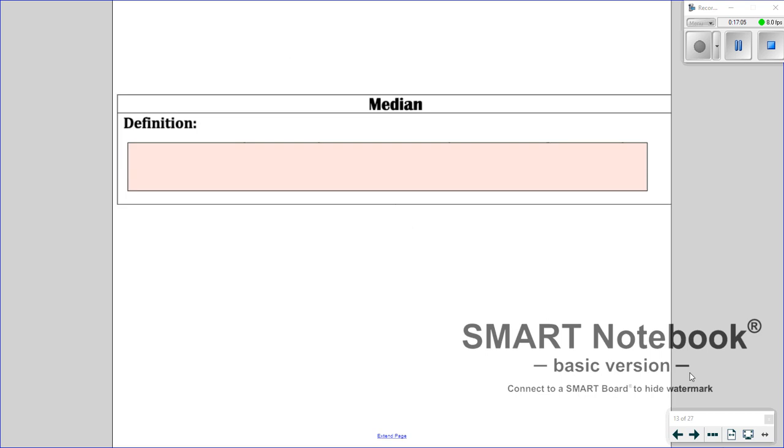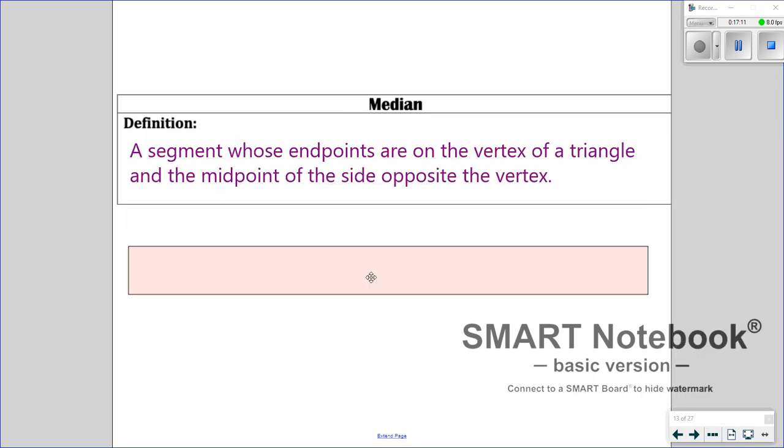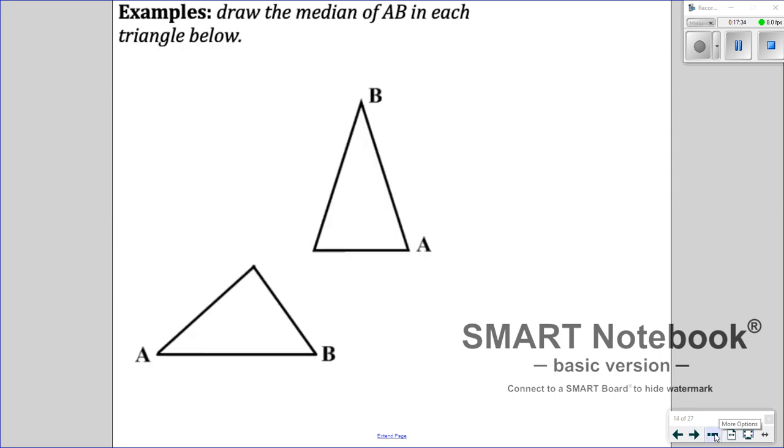Median. So the definition of median, so let me go back to select, is a segment whose endpoints are on the vertex of a triangle and the midpoint of the side opposite the vertex. So you have the median. That median is the middle of the base of the triangle, and then it goes to the vertex. So we're going to show that in the next diagram.